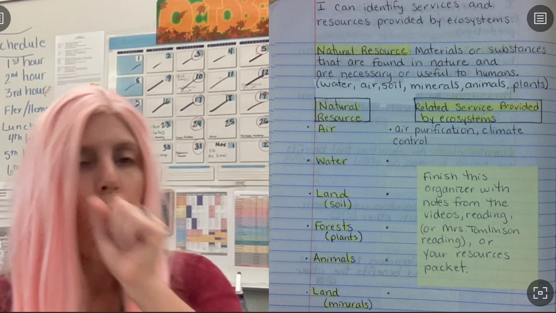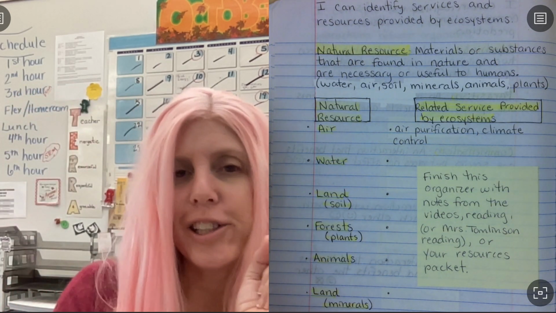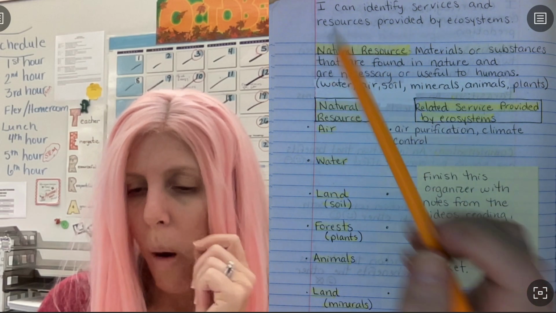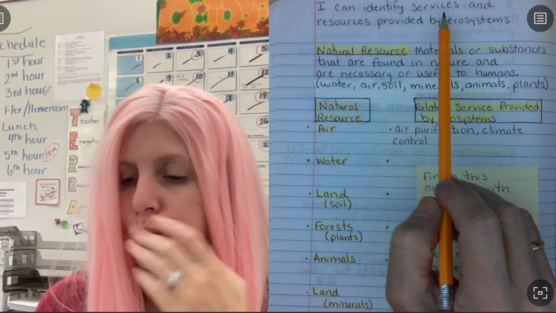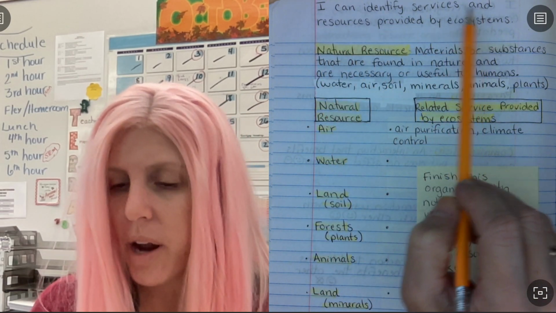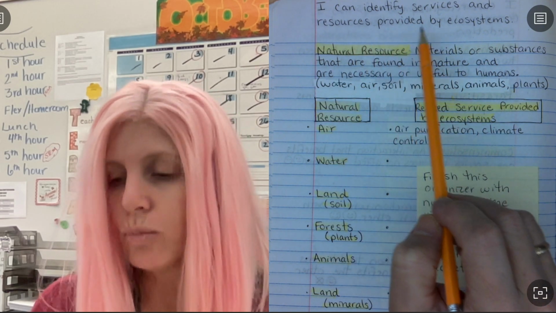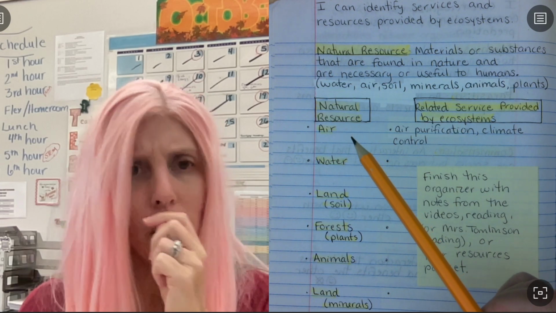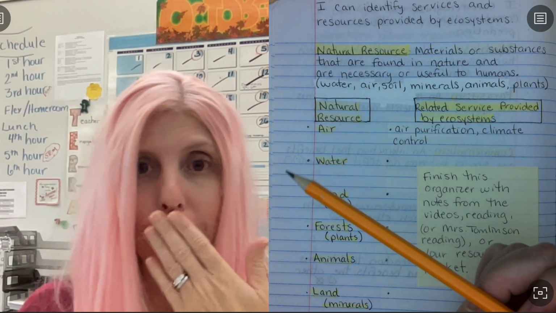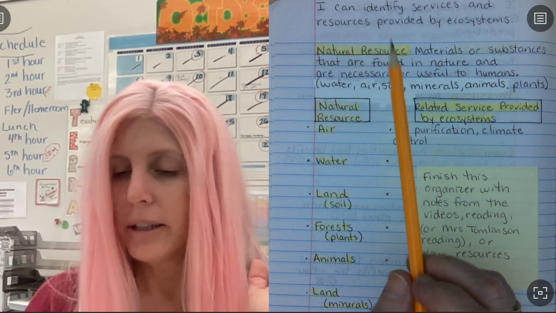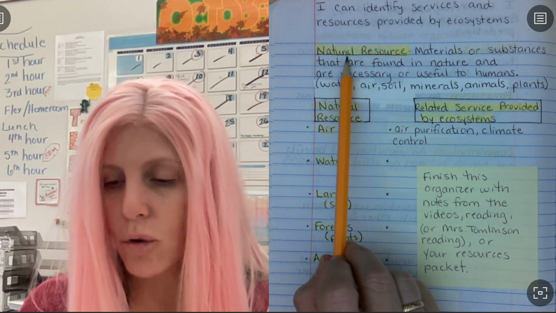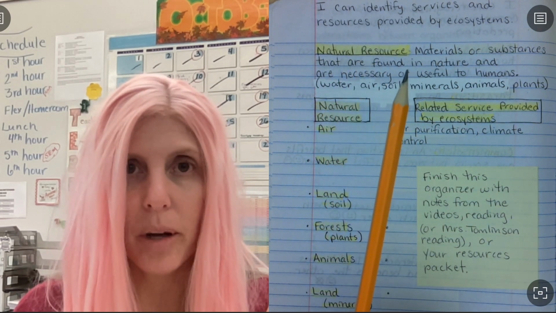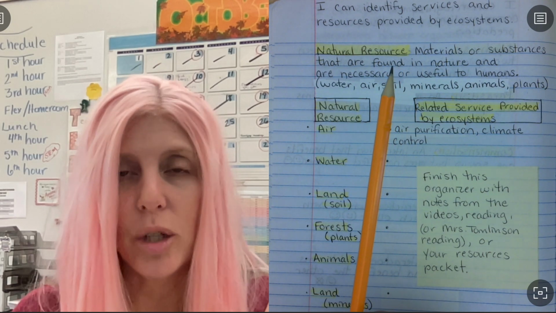All right. Our learning target today is: I can identify services and resources provided by ecosystems. Here's our important term. Natural resource. Say it with me. Natural resource.